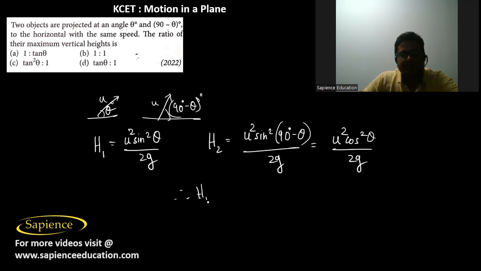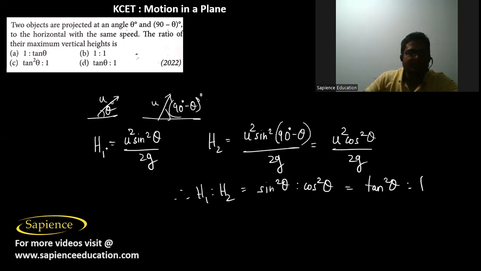So therefore h1 is to h2, the ratio of their maximum vertical heights, is sine square theta is to cos square theta, or we can say this is equal to tan square theta is to 1. So option C is the correct answer.